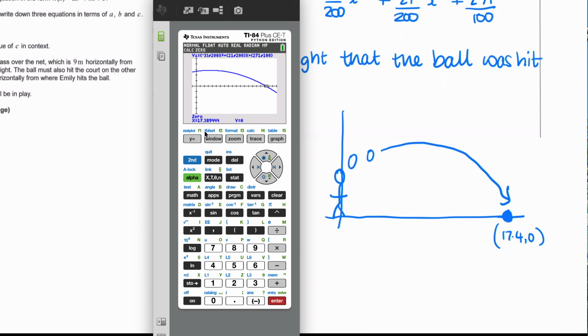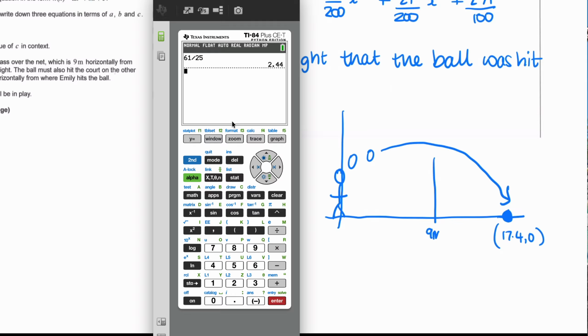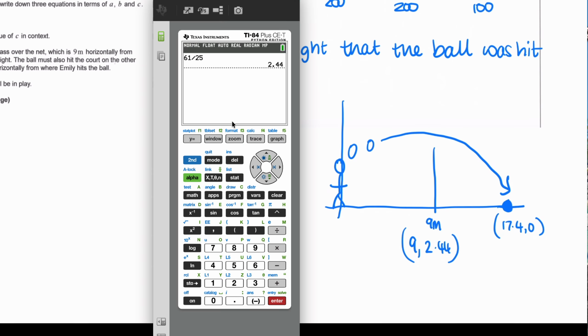And then we also need to see if it crosses over the net. So here we're going to be looking for the value of 9, because the net was 9 meters away. And it crosses at 61 over 25. So if I come out of that, I can work out what that fraction, 61 over 25, is, and it's 2.44. So it crosses the net at 9 meters, and that's the coordinate (9, 2.44).